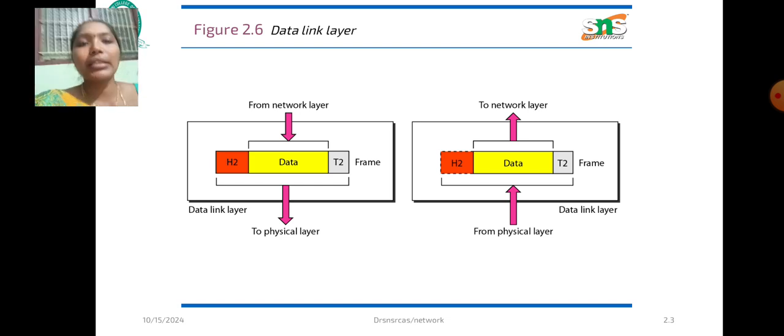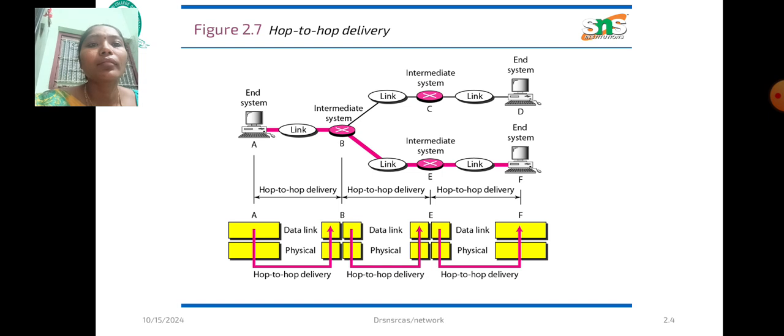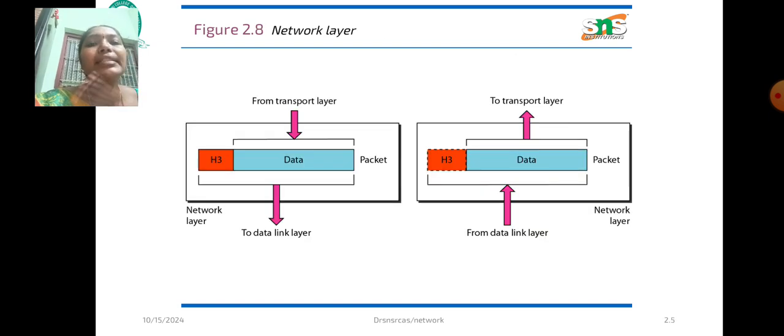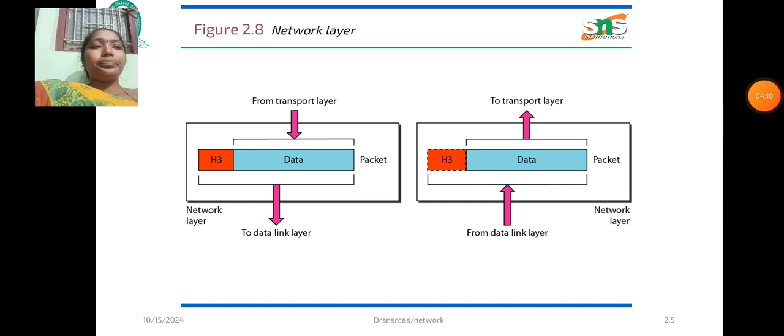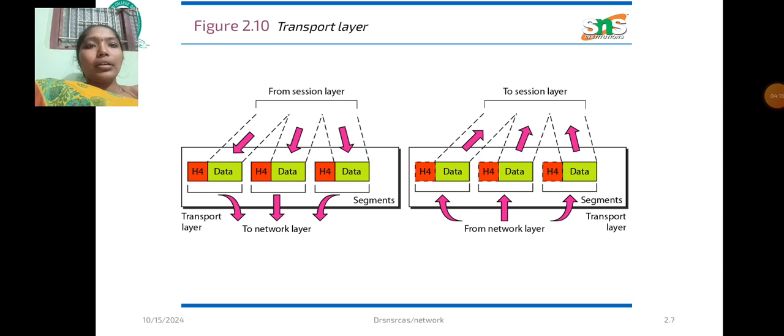Here this data link layer sets the data as frames, which is the hop to hop delivery, which is also called the end system delivery. Here A is connected to the link and the hop delivery. And next is the network layer. So the network layer is passed to the transport layer.